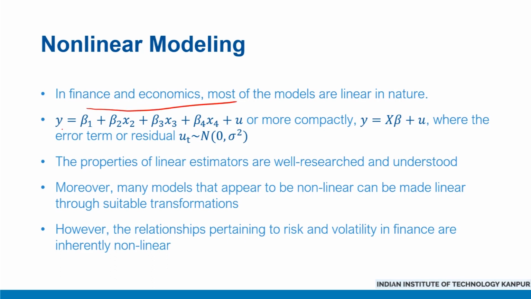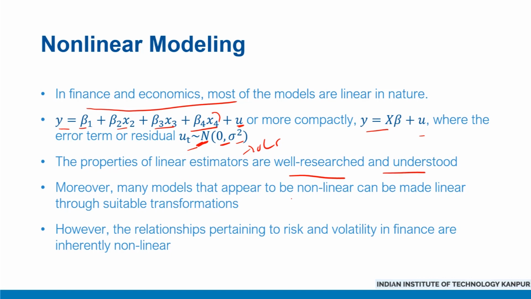For example, have a look at this model: y equals beta 1 plus beta 2 x2 plus beta 3 x3 and so on, and then this error term mu, or more compactly in matrix form, y equals X beta plus mu, where the error term is often assumed to be normally distributed with zero mean and variance of sigma squared. The properties of linear estimators such as OLS to estimate this kind of linear model are well researched and understood.